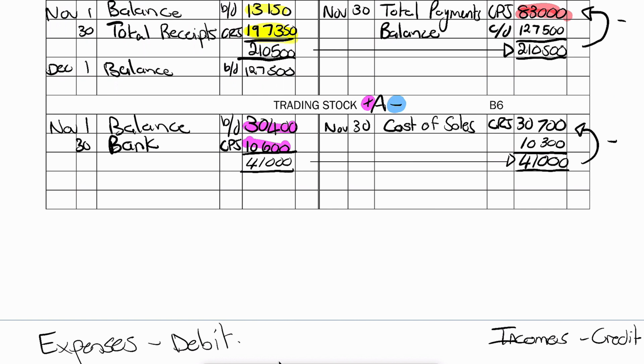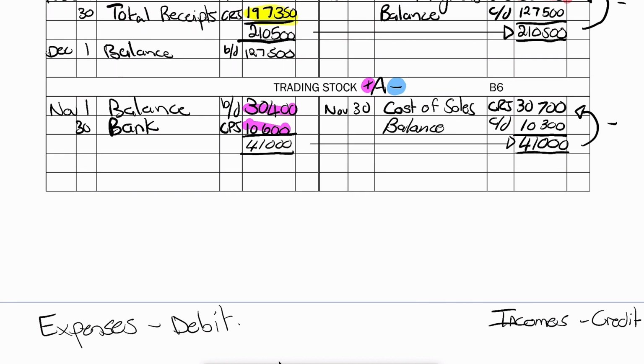This means that it is our balance carried down. At the end of November, we have 10,300 Rand worth of trading stock to sell, which means at the start of December, our balance brought down would be 10,300 Rand, meaning we have 10,300 Rand worth of stock available to sell at the start of December.